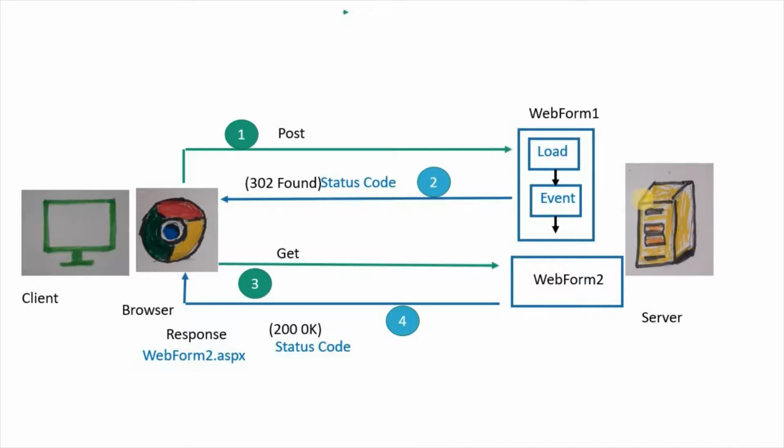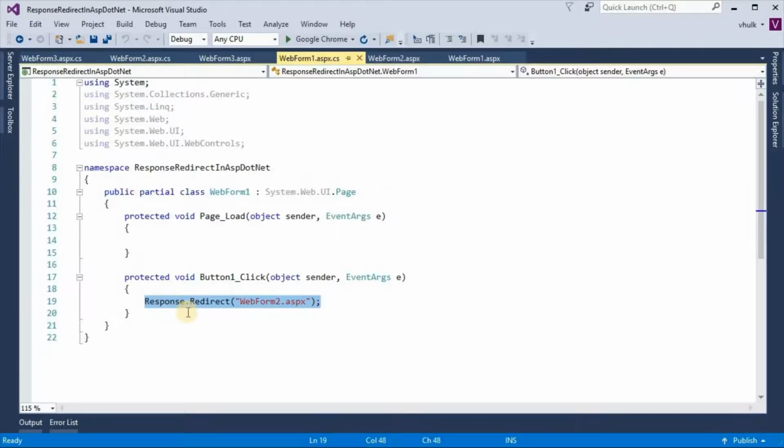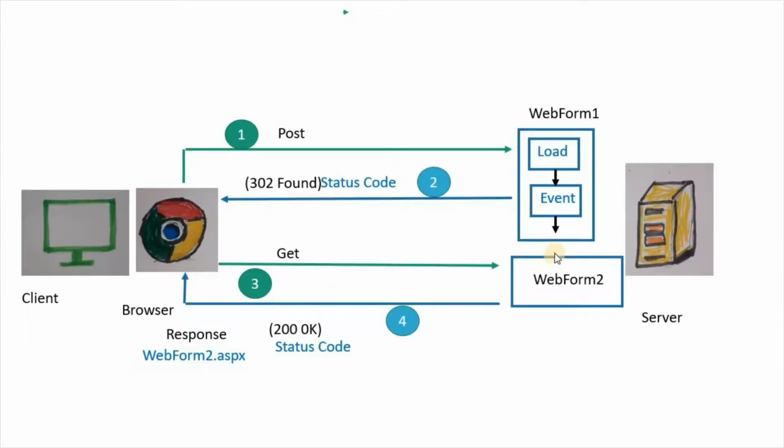Now the server starts executing webform1 and the life cycle of webform1 starts. All events like pre-init, init, load start executing, and when the click event executes, at that time here we have the line response.redirect webform2.aspx. So at that time, instead of redirecting to webform2.aspx, the server sends status code 302 found.